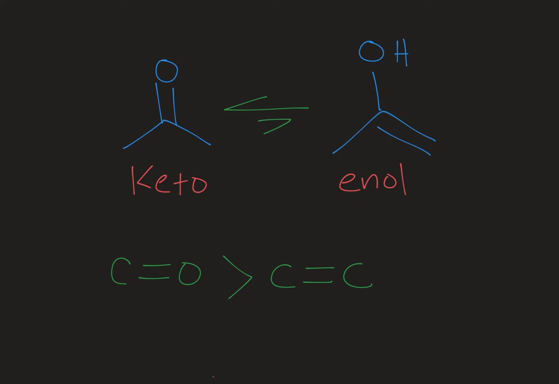So keto, referring to the carbon-oxygen double bond, you could also have an aldehyde version of this. Enol, right, ene tells me I have a double bond, and the ol tells me that I have an alcohol. There are a few exceptions to this, so let's go to the next page and we'll look at some systems where the enol is the favored tautomer.